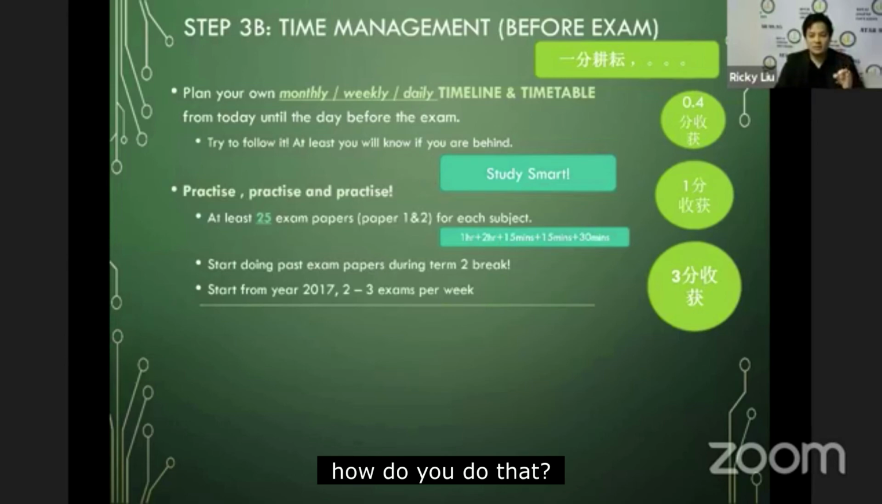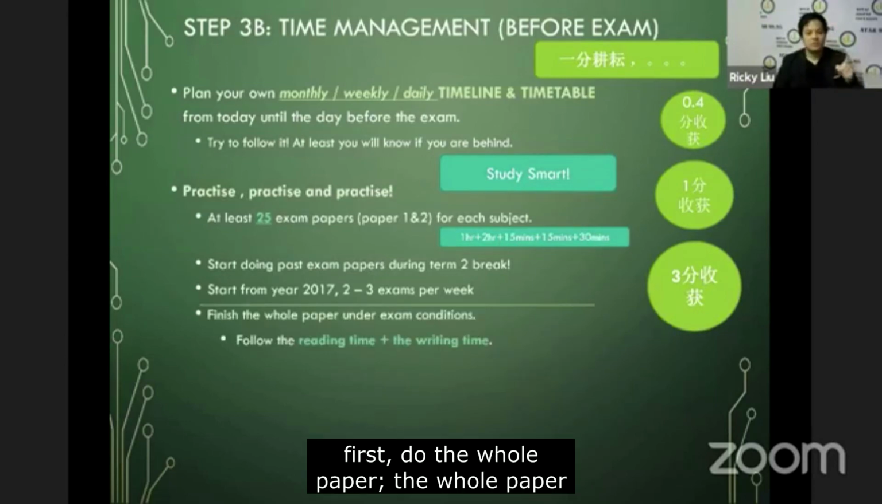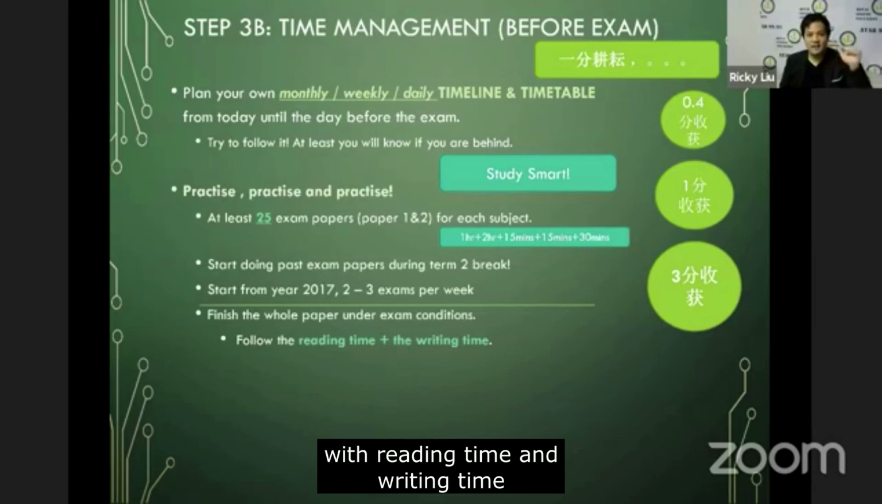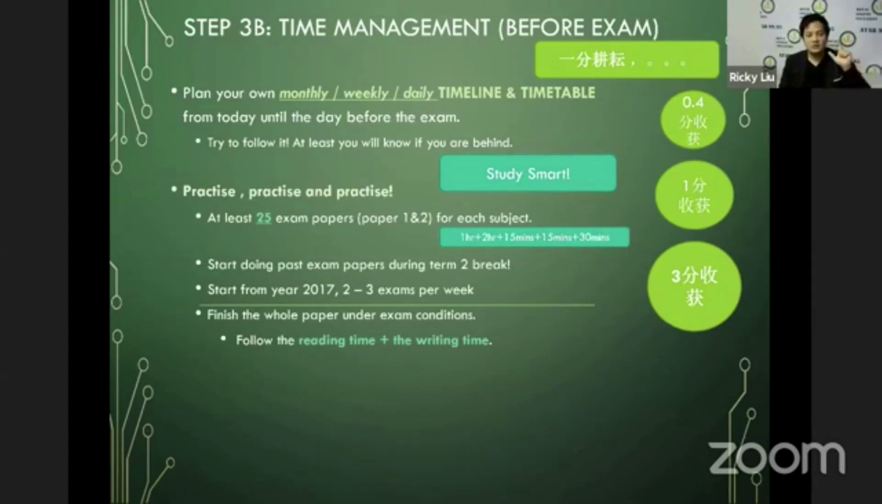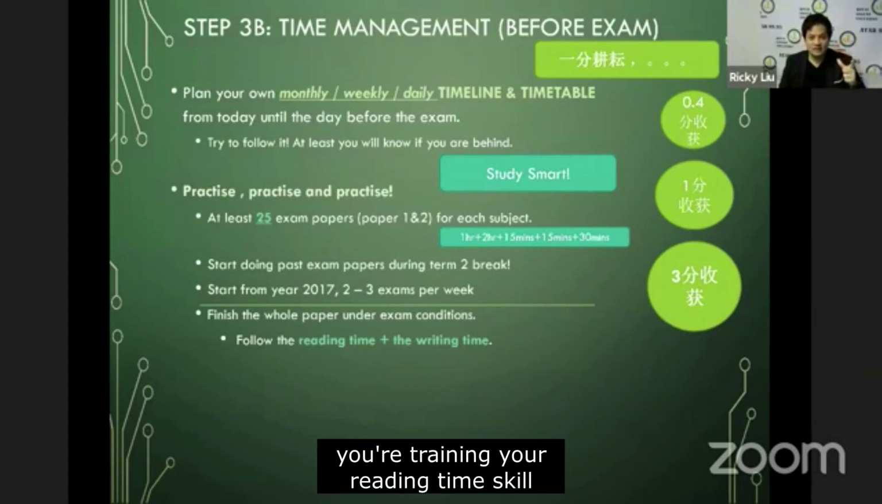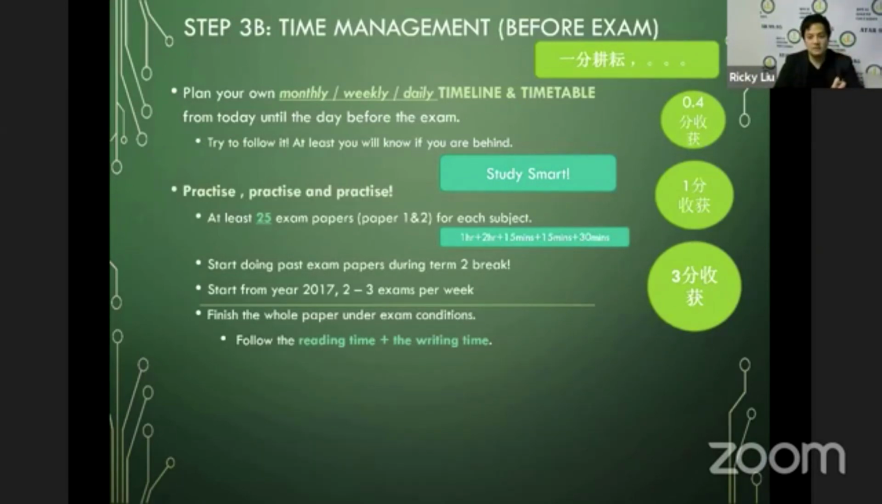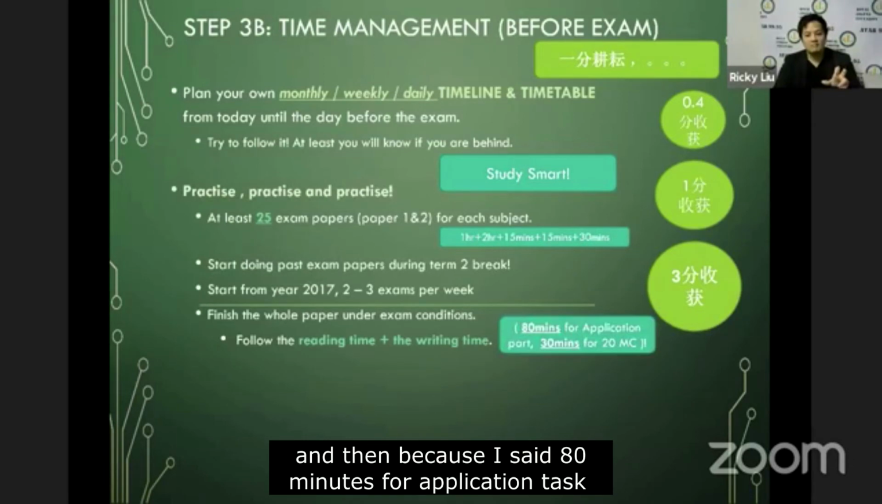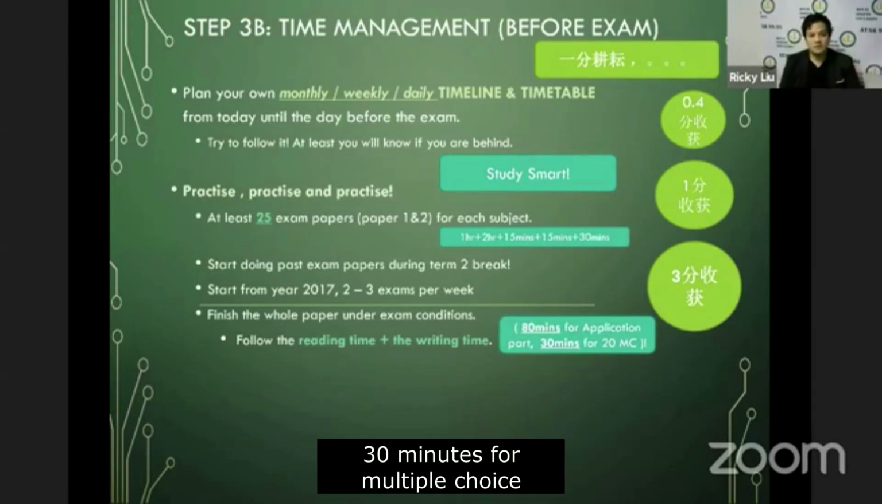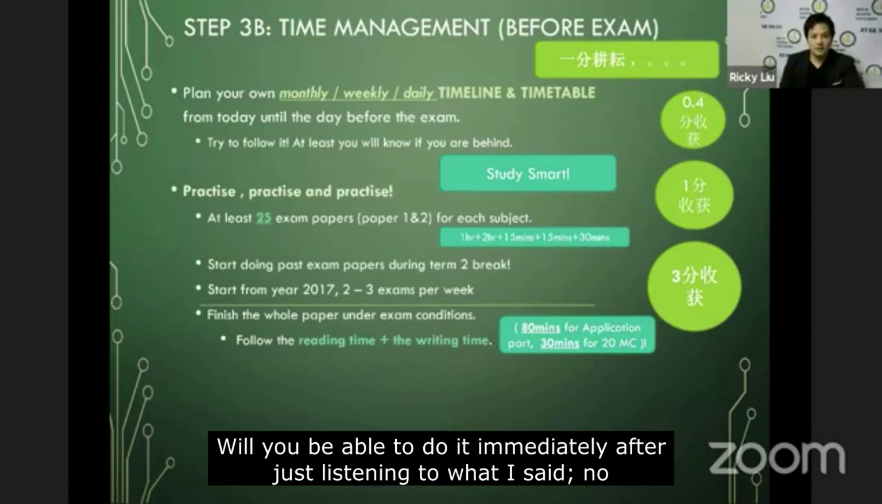How to do that? First, do the whole paper with reading time and writing time. You're training your reading time skill, you're practicing your reading time like the writing time skill, okay? And then because I said 80 minutes for application tasks, 30 minutes for multiple choice. Is it what I write? Is what you're going to do it immediately?